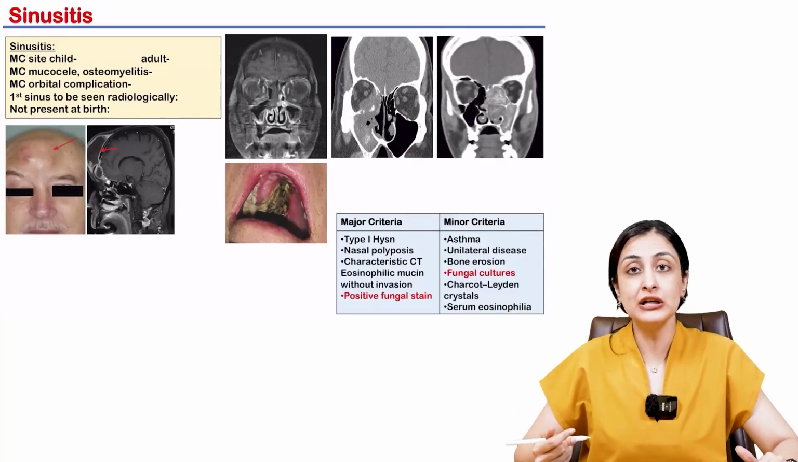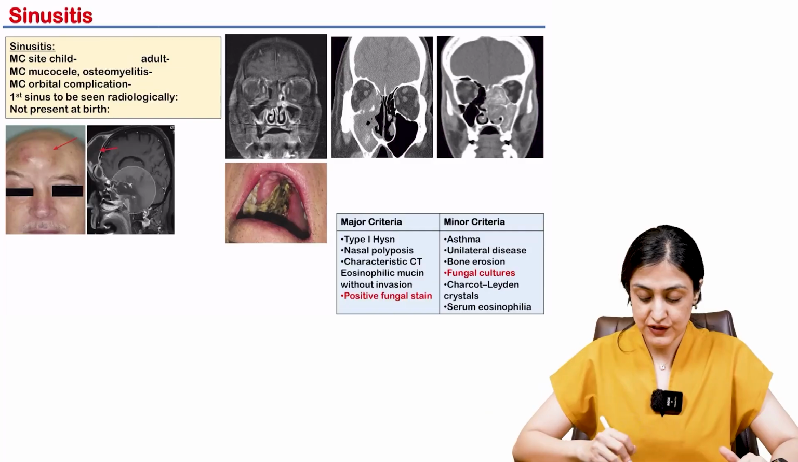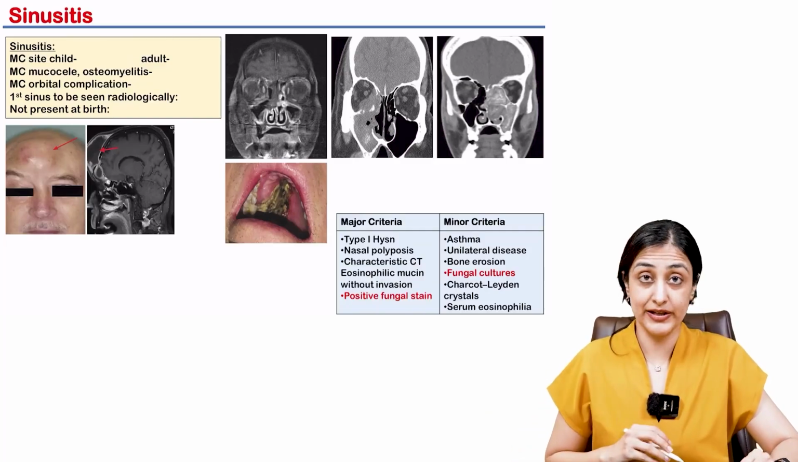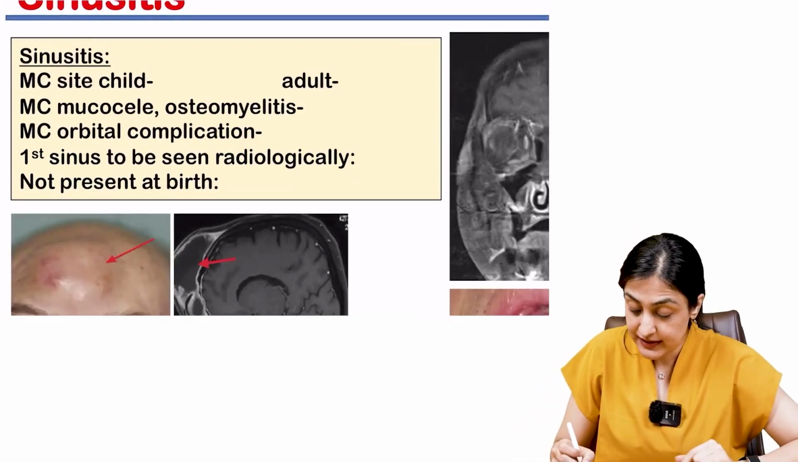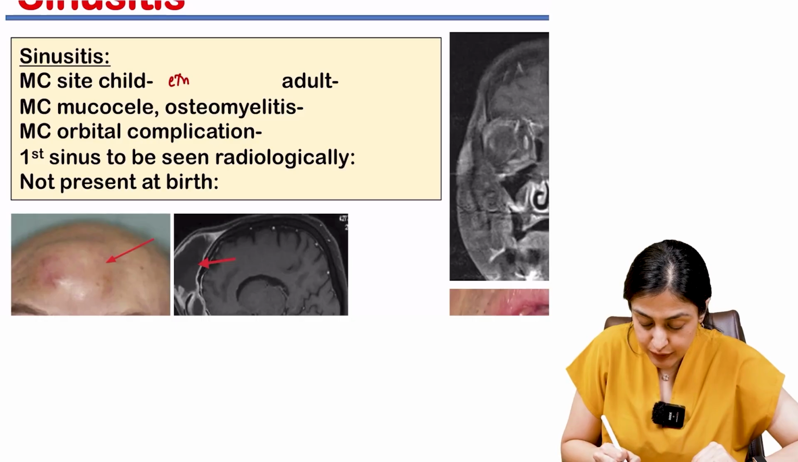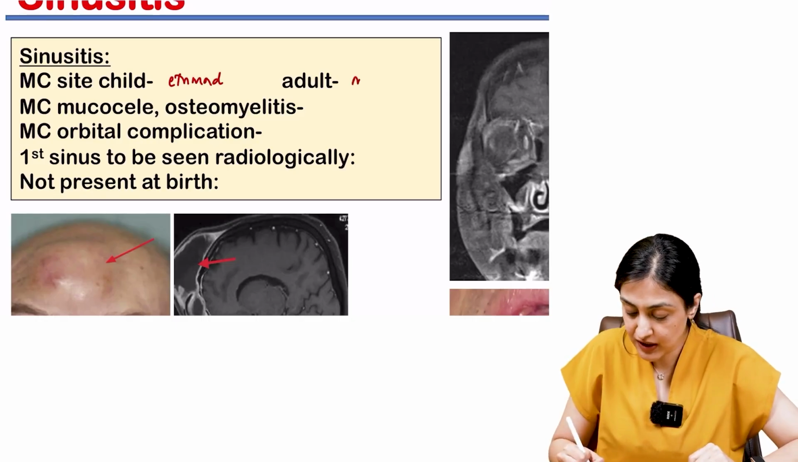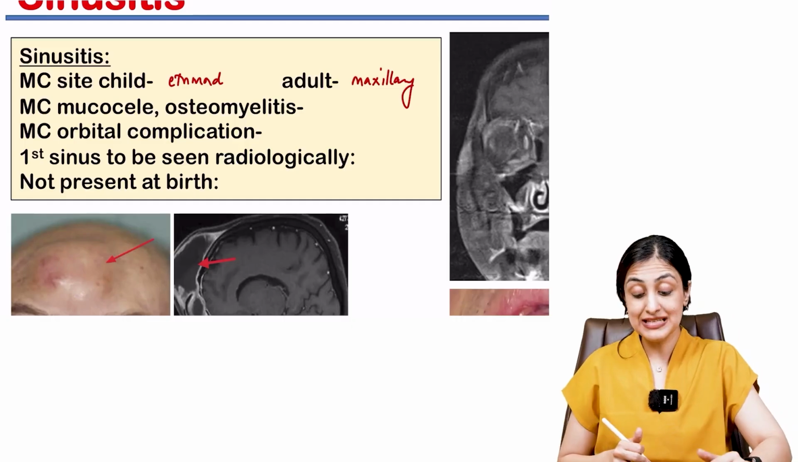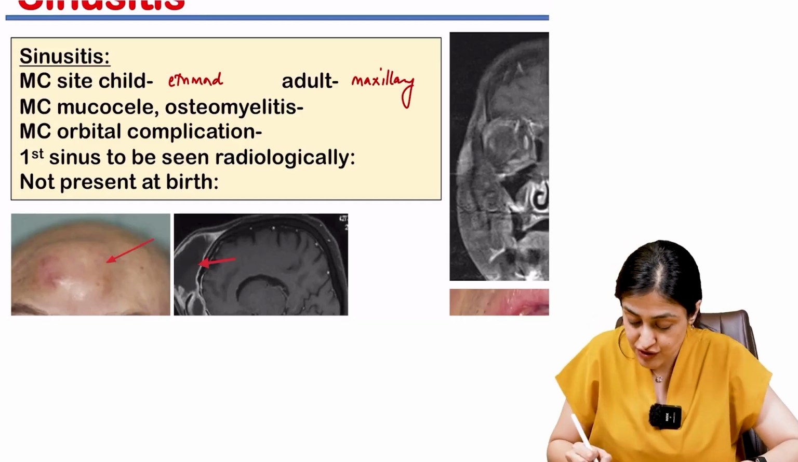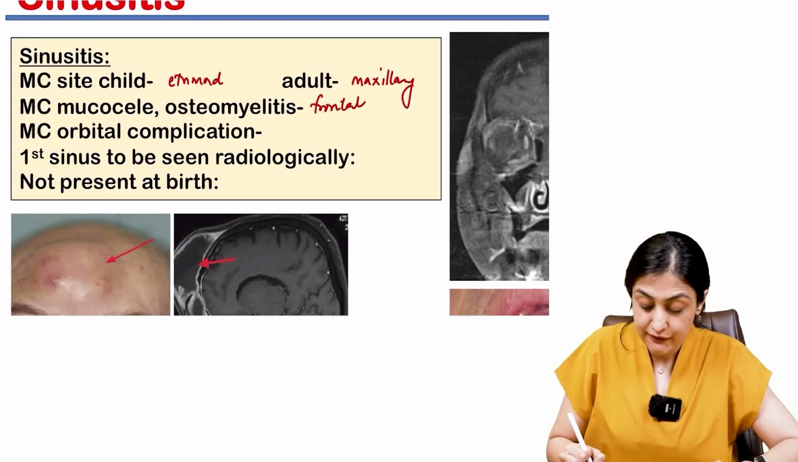Now we talk about the sinus pathologies. First thing, sinusitis and its complications. Most common site of sinusitis in children is going to be the ethmoid sinusitis, whereas in adults it is the maxillary sinuses. Which sinusitis is mucocele and osteomyelitis a complication of? That's frontal, right? Frontal sinusitis can have a mucocele.